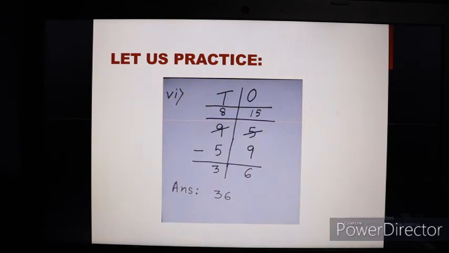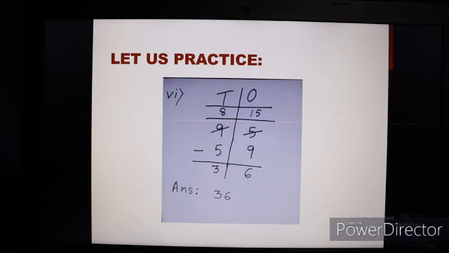Here in ones place the upper number is smaller than the lower number. We cannot subtract 9 from 5. So we borrow 1 from tens place. That is 9. Now in ones place the new number is 15. We can easily subtract 9 from 15.